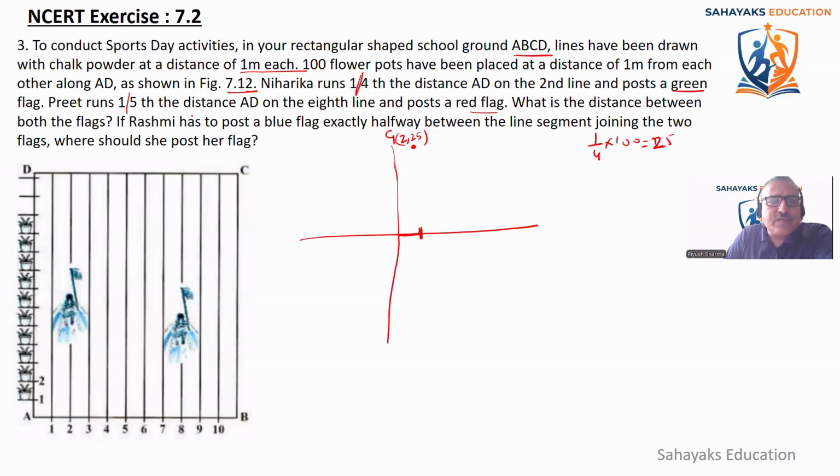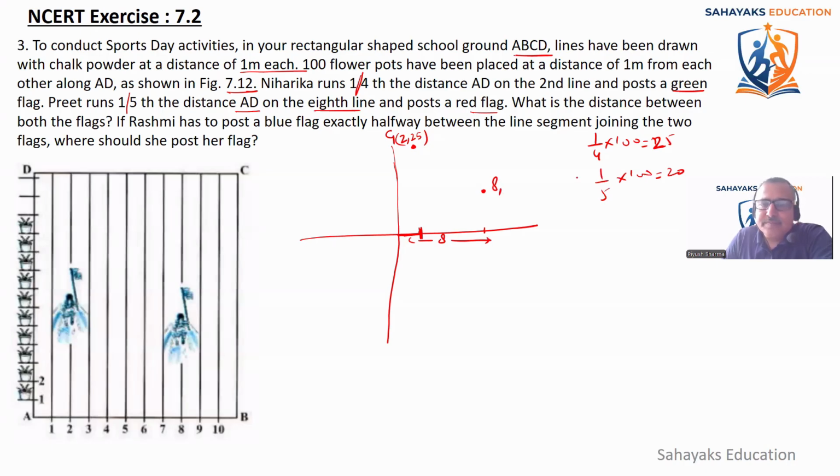Now Preet runs 1/5 of the distance AD in the 8th line. So Preet is at the 8th line. I'll mark this point, and she has covered 1/5 of the distance. What is 1/5 of 100? That comes out to be 20. So the point is somewhere here. I'll say it is 8 because the distance from here is 8. She's in the 8th row for running.